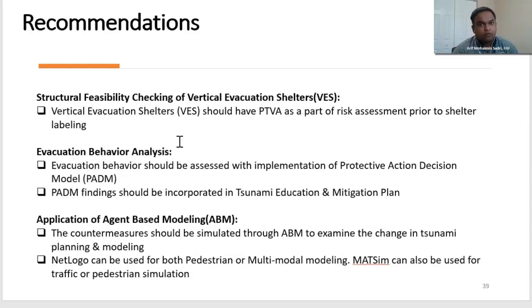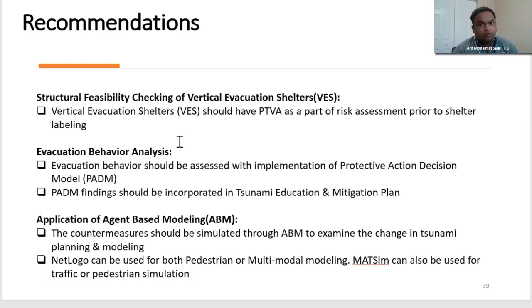We'll move on to the next few recommendations. Structural feasibility. So it's not only identifying the shelter points, but also whether they're structurally feasible or not. We have to assess that.